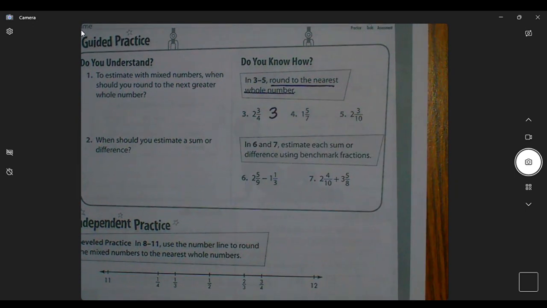1 and 5/7. 5/7 is what I'm looking at first. Is that more than halfway? Is 5/7 more than halfway to the whole number, to having a full 7/7? Yeah. So that's going to round my whole number up to what number? If it's 1 and 5/7, what will it round up to? Right, 2.